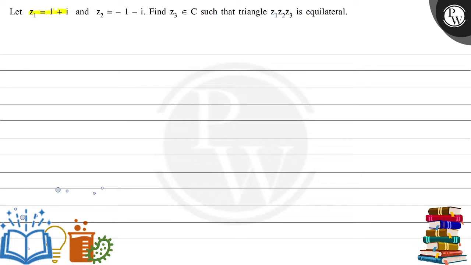Let z1 equals 1 plus iota and z2 equals minus 1 minus iota. Find z3 belongs to C, मतलब complex number, such that the triangle z1, z2, z3 is equilateral.